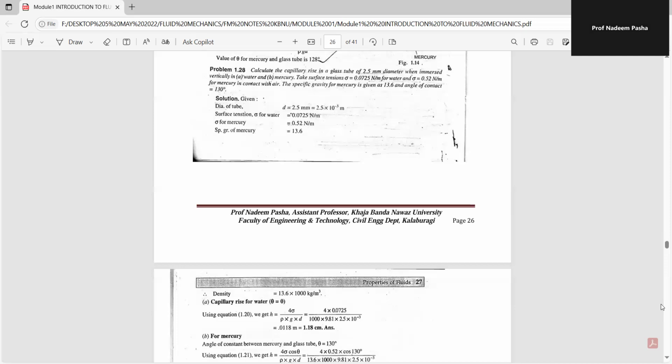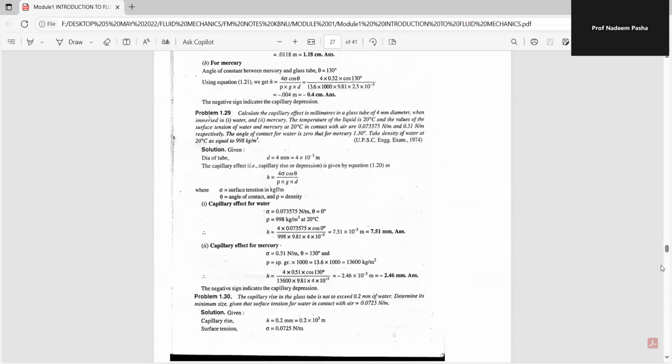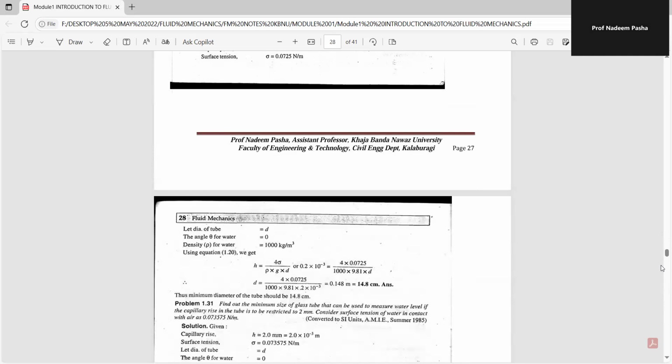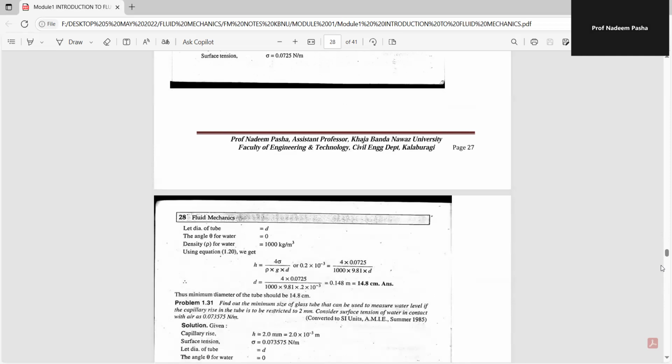After that, we solved some problems for capillary rise and capillary fall, assuming that the diameter is given by d and h is equal to 4 sigma cos theta divided by rho g d. So using both the formulas, we solved the problems. It is a very simple and easy problem, but don't get confused or else you will lose marks. So h is equal to 4 sigma cos theta divided by rho g d. For capillary rise, theta is equal to 0, so cos 0 is equal to 1, and h becomes 4 sigma by rho g d.